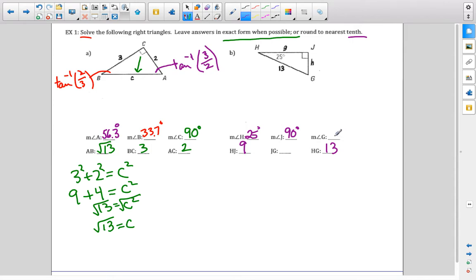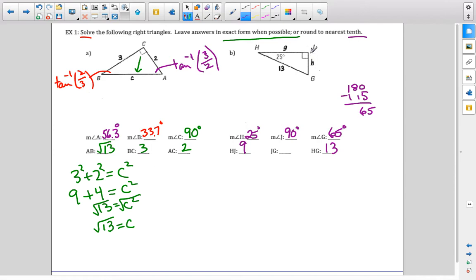Now, angle G can be found just by subtraction. I already have 25. I know this one is 90. Add those two together, we get 115. So if I add them together and get 115, and I know my total is 180, all I'm doing is subtracting to find out what's left over. And I find out, hey, it's 65 degrees. Because 65 plus 25 must equal 90.